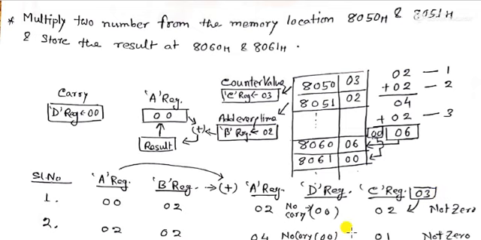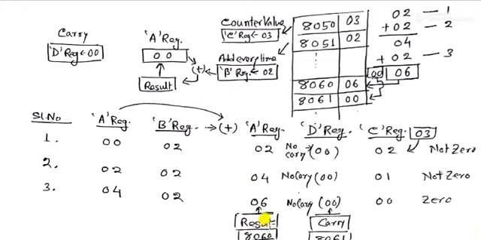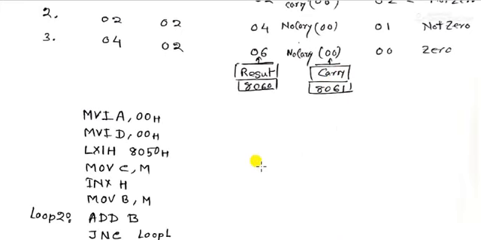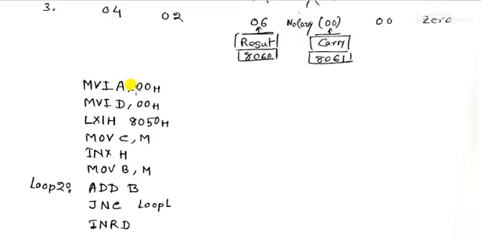If the 0 flag is set, then you have to store the accumulator value to location 8060, and the carry, meaning the result value is greater than an 8-bit number, the carry bit is stored at 8061. Okay, so come to the program. First of all, we make the accumulator content 00 and the D register content 00.